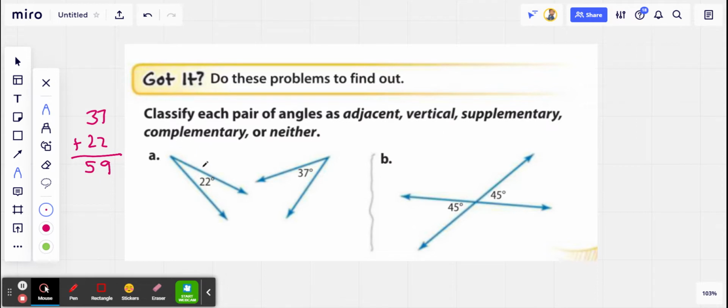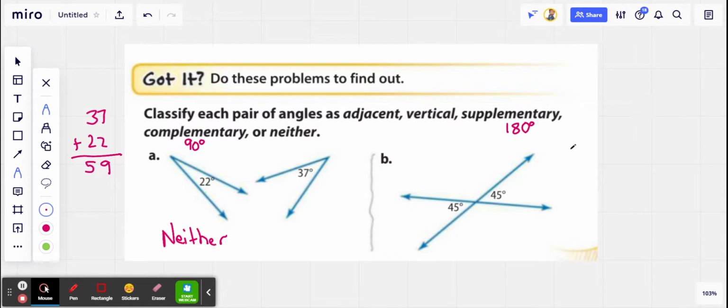Well, when we add these angles up, they don't equal 90 degrees, which would be complementary, or 180, which would be supplementary. So that means these two angles are neither supplementary nor complementary. And let's just check adjacent and vertical. They don't share a vertex, right? And there are two lines that aren't intersecting, so they are neither. The answer to A would be neither.